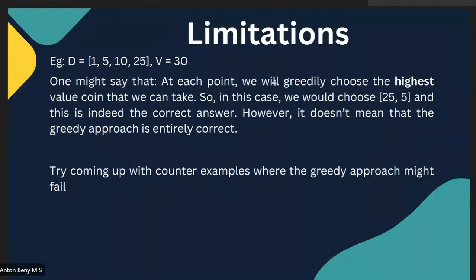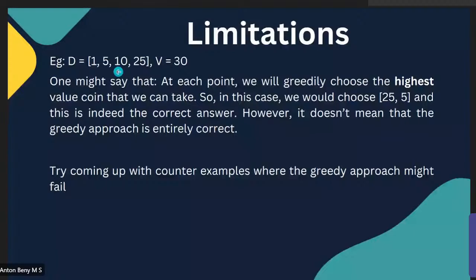So this is a greedy approach where you just choose the highest value coin that you can take at that state. In this case, you look at the array and you have to find the value 30. What is the highest value that you can choose from these? Obviously, you can choose 25 because 25 is less than 30 and it's the greatest among these. So you will choose 25.